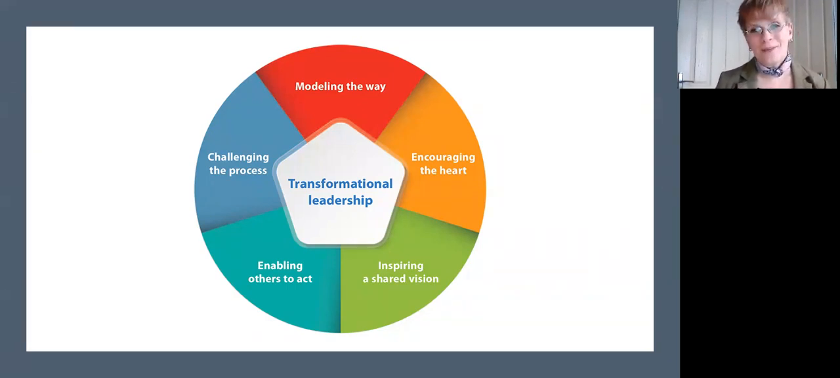Enabling others to act. That's not requiring them to act. It is motivating, but it's also enabling, which means you help to create the way.